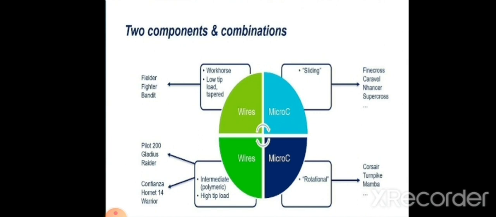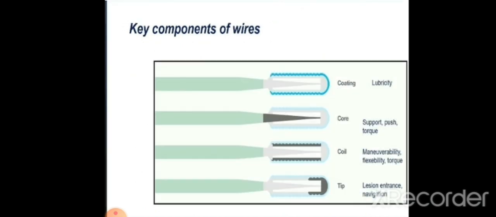and Warner. Regarding microcatheters, we have two groups: the sliding microcatheters, like Fine Cross, Caravel, Enhancer and Supercross, and the rotational microcatheters like Corsair, Turnpike, and Mamba.